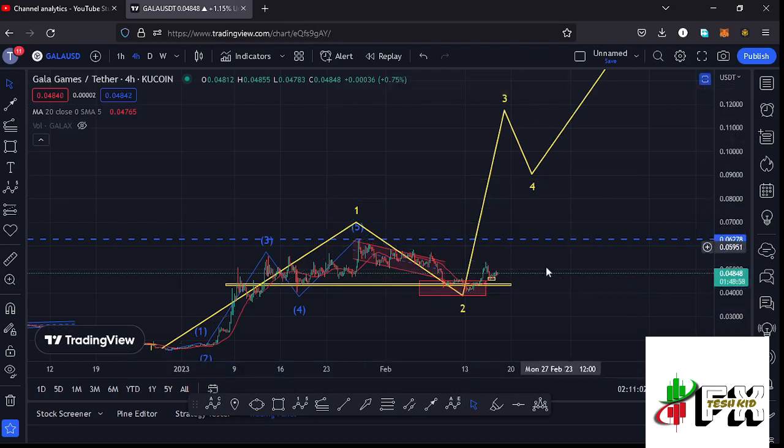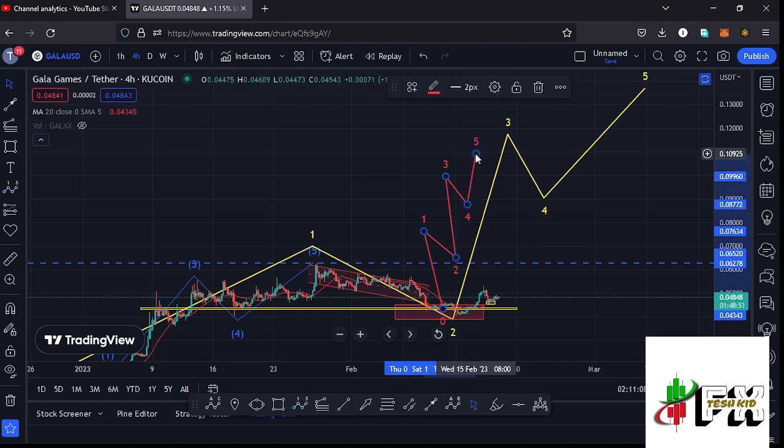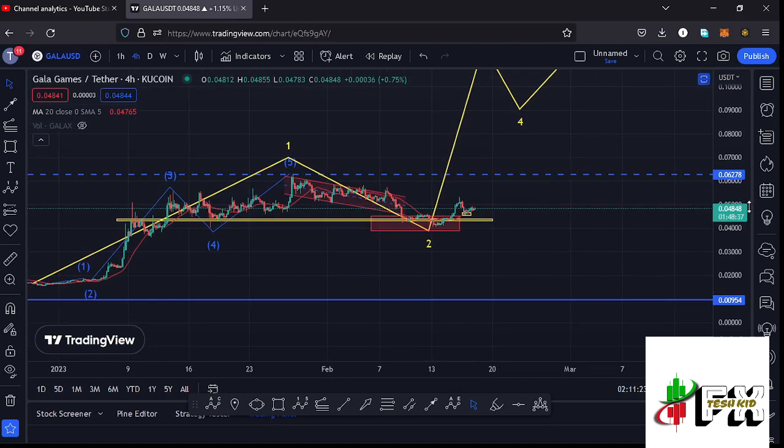And in the formation of that wave 3, which is an impulsive wave, I'm also expecting to see a 5-wave structure in formation, having the wave 5 fully maximizing our target areas to the upside in the formation of that wave 3. And the reason as to why I'm expecting a 5-wave structure is because of the impulsive nature in the formation of that wave 3. And I believe we are seeing such a scenario here on the Gala Games chart.